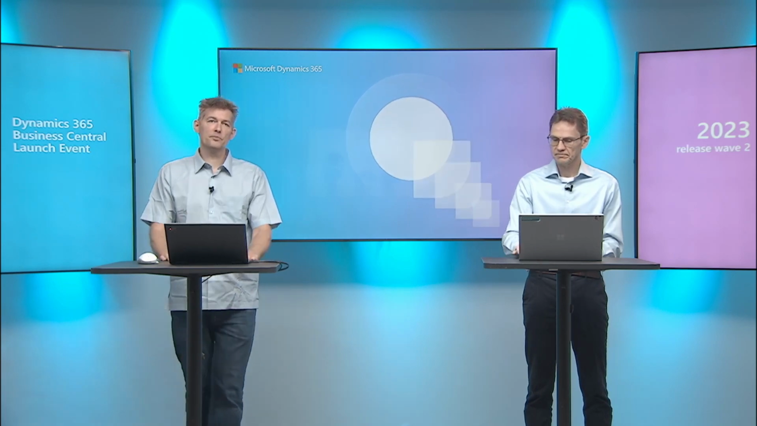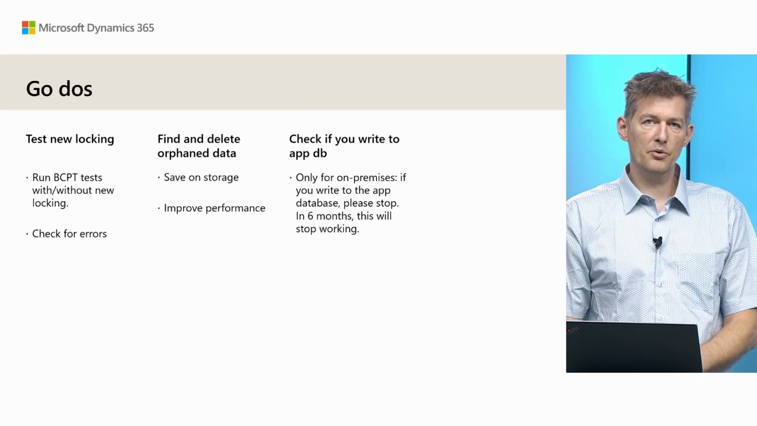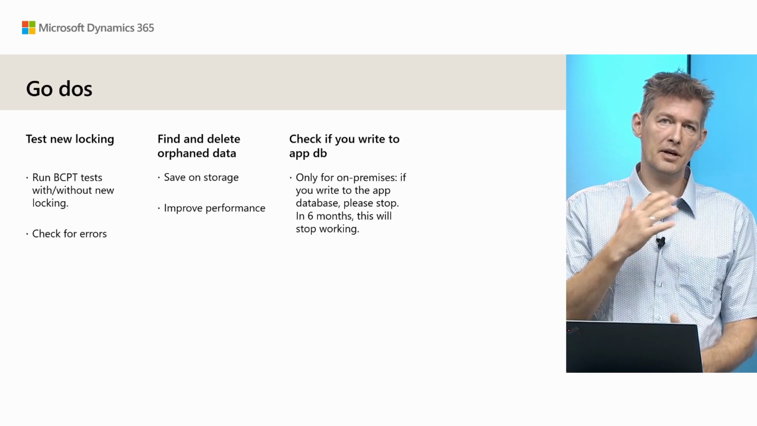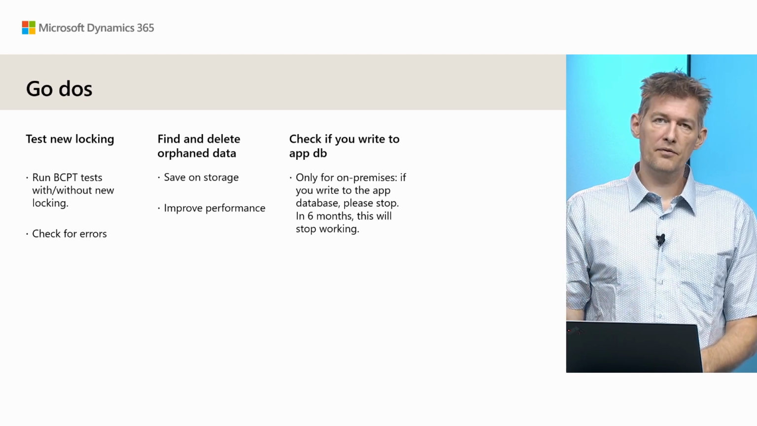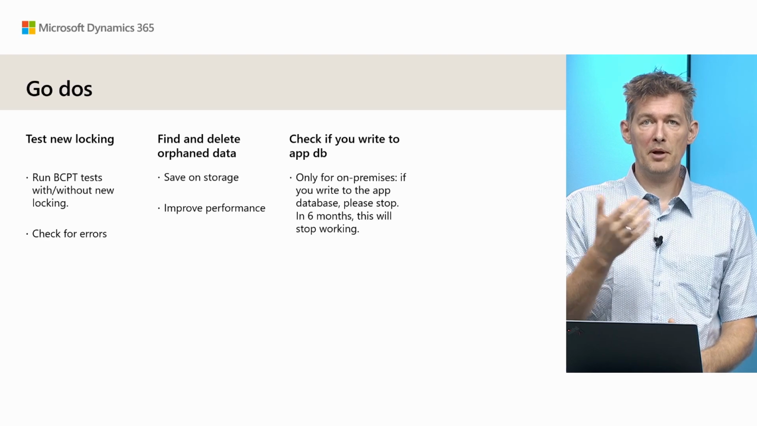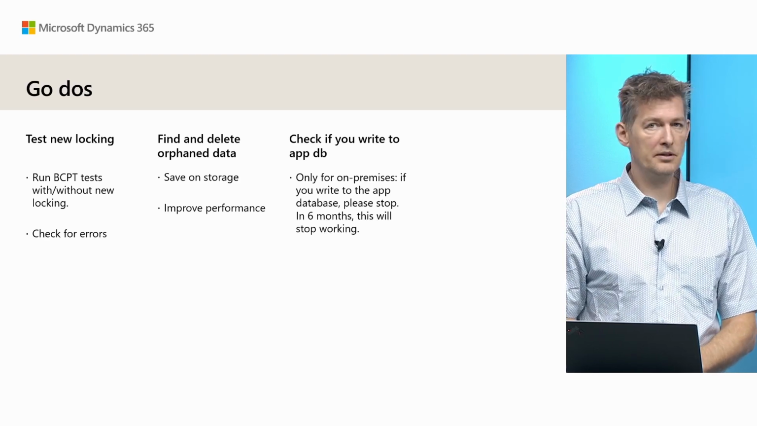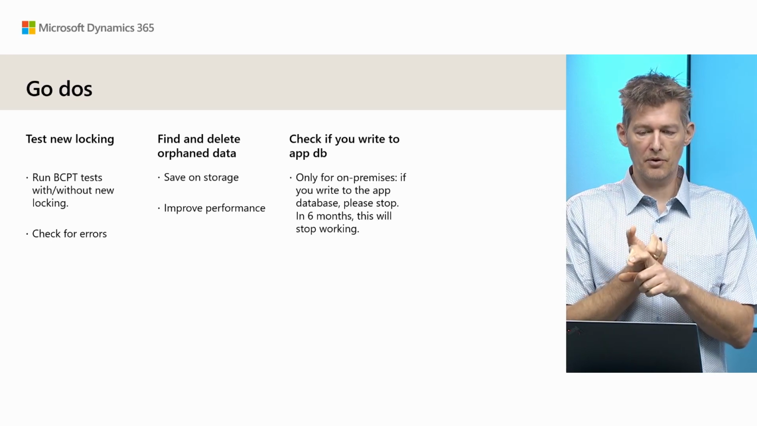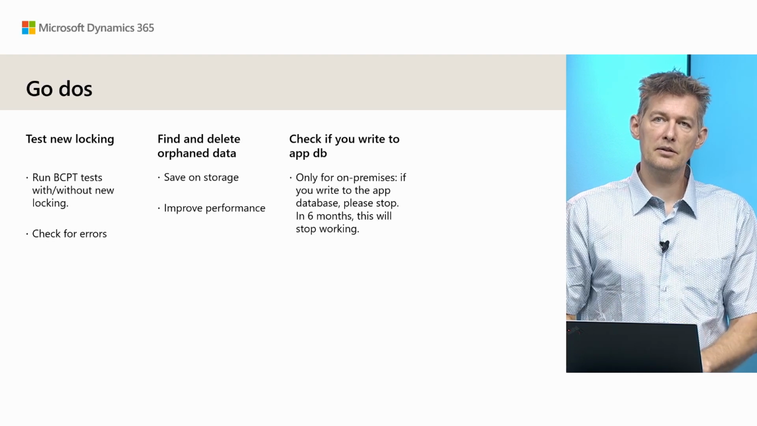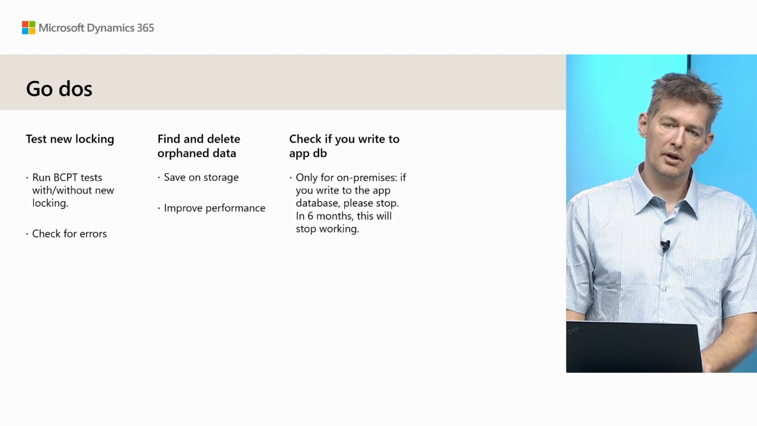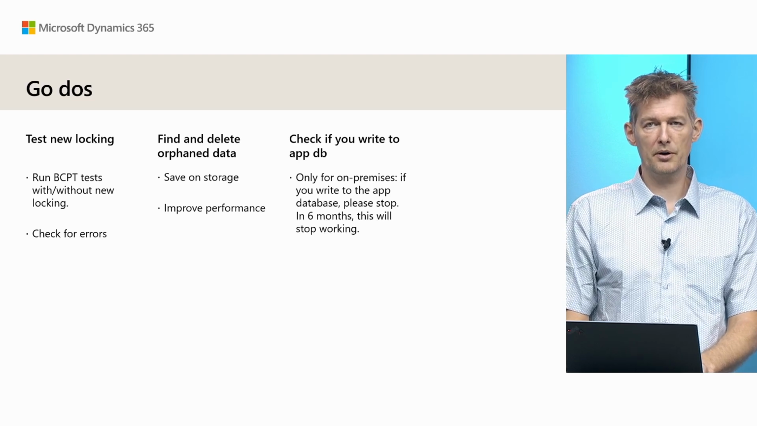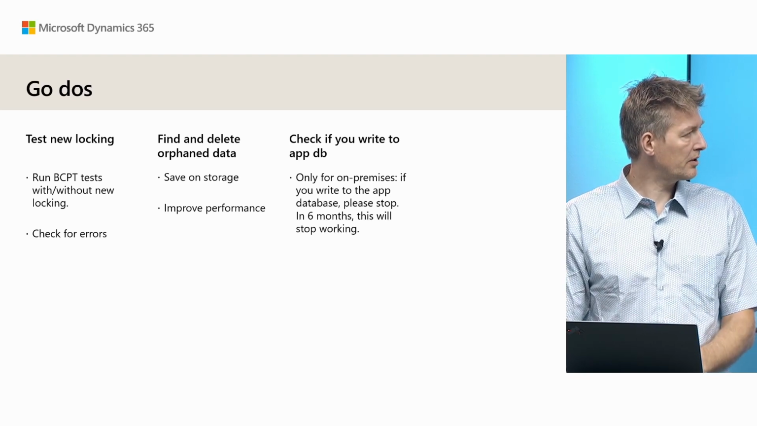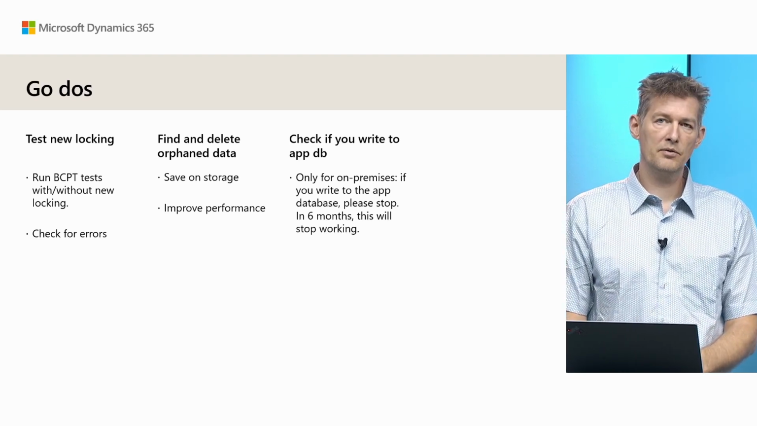Cool. So, to-dos. The most important thing is to test the new locking scheme. Try to run some BCPT tests and check for errors, check for locking or deadlocks. Maybe you don't know, but go and find out if you have deleted or orphaned data that can be deleted. You can save on storage, you can save on performance. And the third thing is, if you write to the AppDB, stop. In 6 months this will stop working. So we're getting rid of the AppDB as a concept. That's these changes, and this is one of the changes in that.